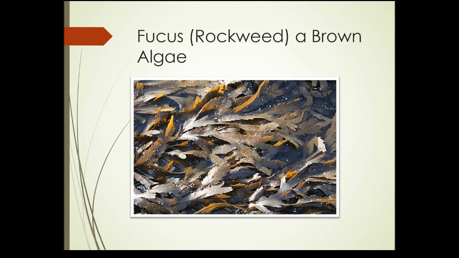Fucus or rockweed is another brown algae, and has maybe even more similarity to land plants. The blades start having these crenellations or indentations or toothing on the edge like many land plant leaves have. The overall structure has that land plant look.